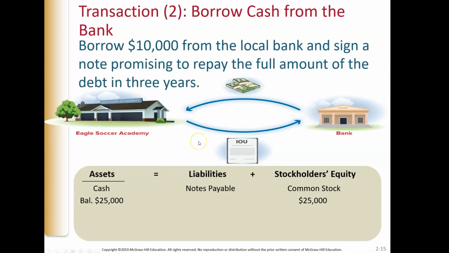The company borrowed cash, $10,000 from the bank, and signed a note. They're going to pay that in 3 years. We're going to ignore interest and all of the payments stuff for right now. Let's just get the big picture.